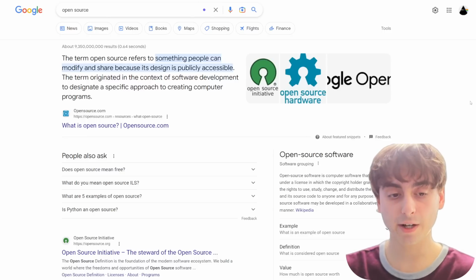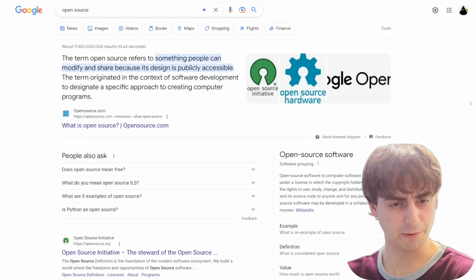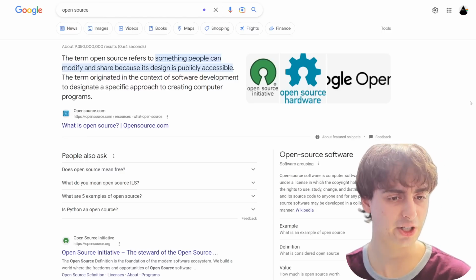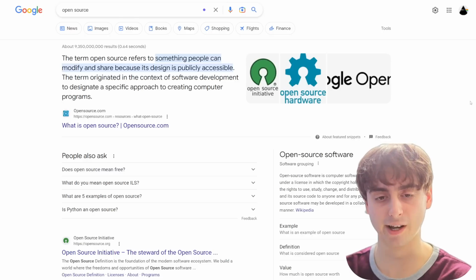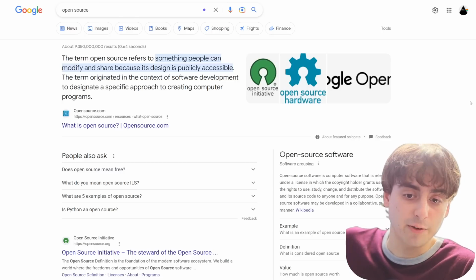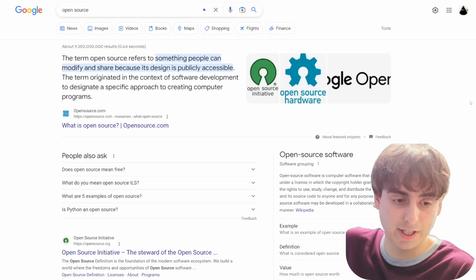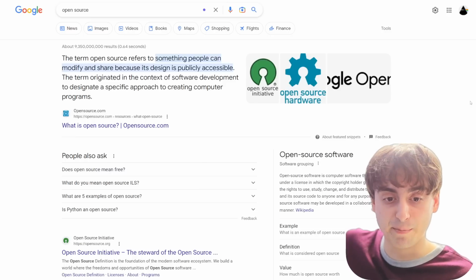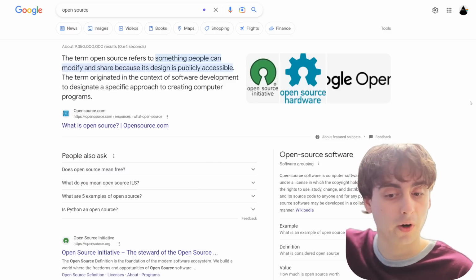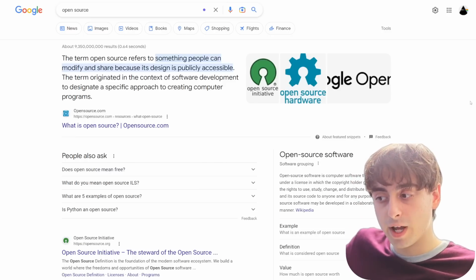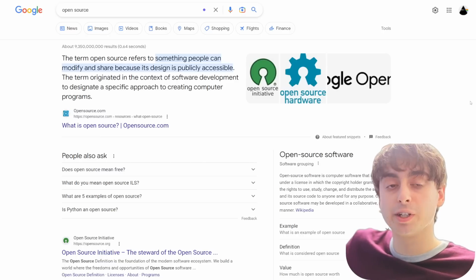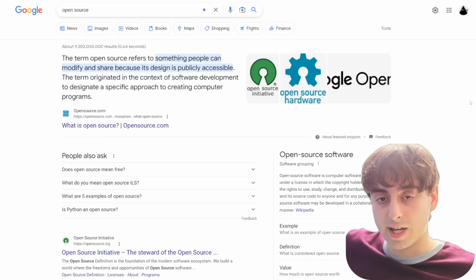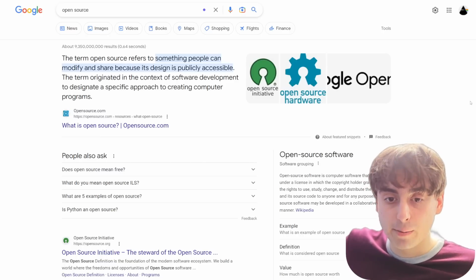Let's go over a quick definition here of open sourced. It refers to something people can modify and share because its design is publicly accessible. So this means that if we had a version of ChatGPT that was open source, people could add modifications to it to make it do all kinds of things. Essentially, when open source happens, the possibilities truly become endless. And we actually saw that with Stable Diffusion.